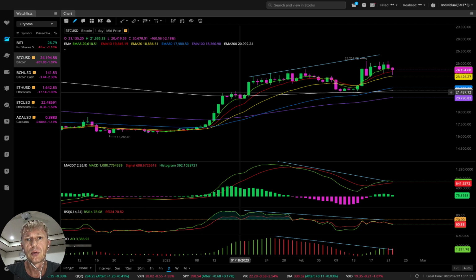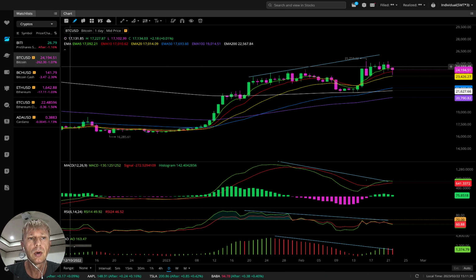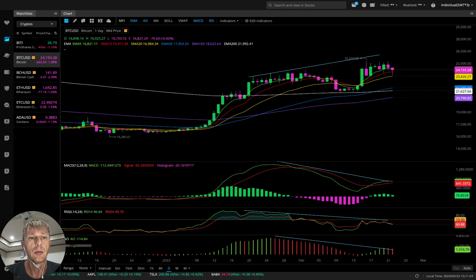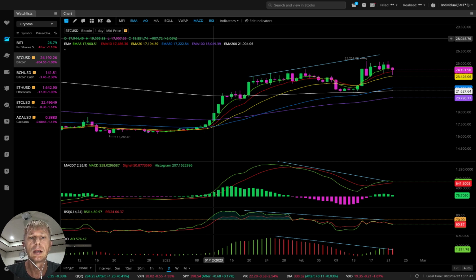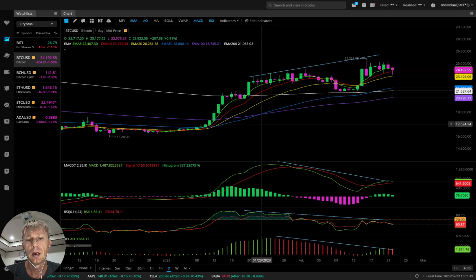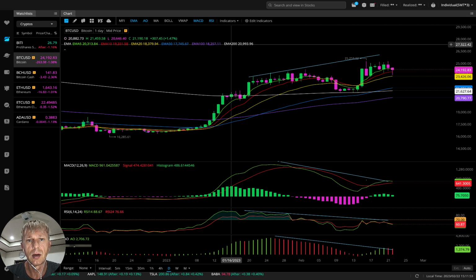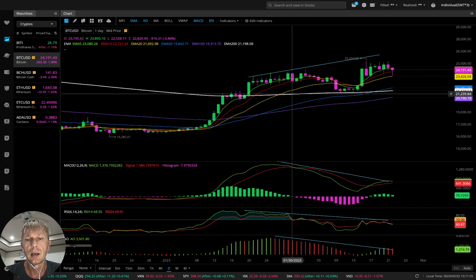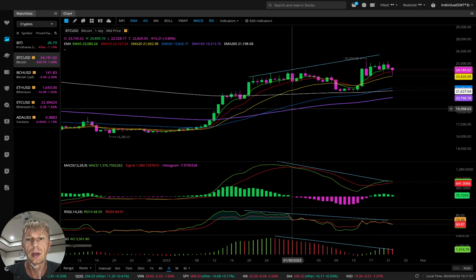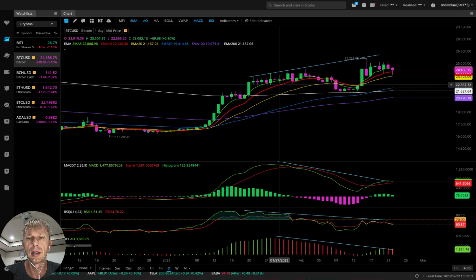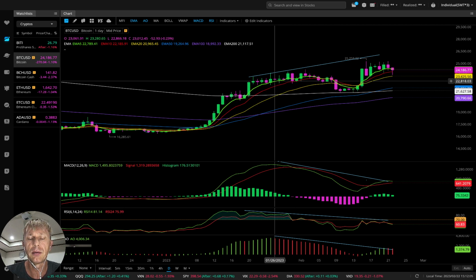Let's start with Bitcoin. Let me show you, I'm using moving averages, awesome oscillator, MACD and RSI. Let me briefly mention the moving averages. This line shows the values and colors. White line is MA200, purple line MA100, blue line MA50, yellow line MA20, red line MA10, and green line MA5.